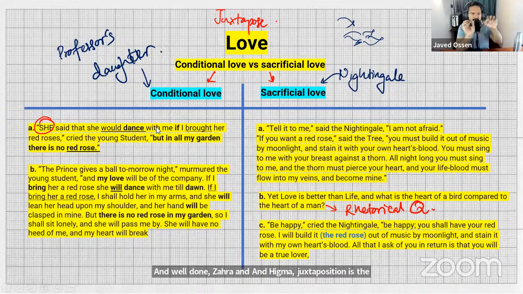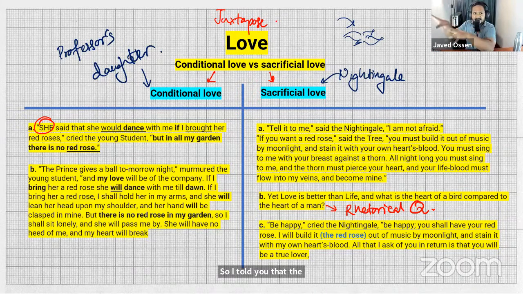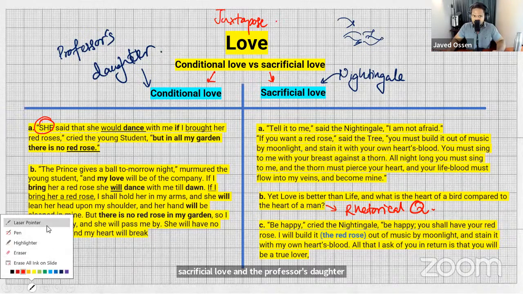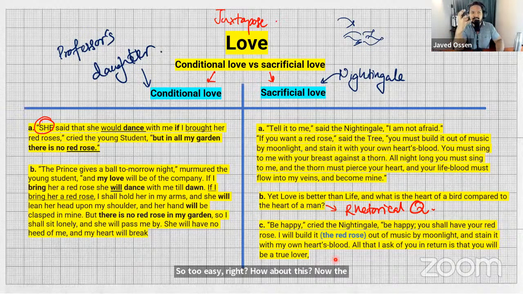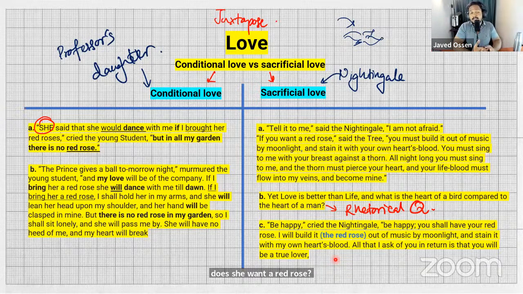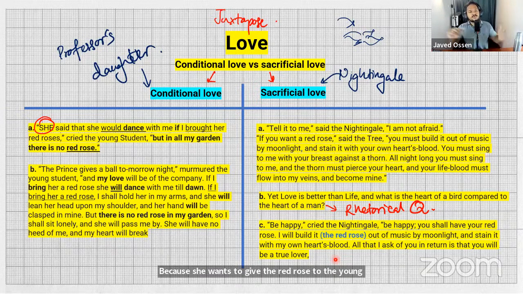So I told you that the Nightingale represents sacrificial love and the professor's daughter represents conditional love. So too easy, right? How about this? Now the Nightingale has decided to sacrifice her life. Why is the Nightingale sacrificing her life? Because she wants to get a red rose from the red rose tree. Why does she want a red rose? Because she wants to give the red rose to the young student. And why does the young student want the red rose? He wants to dance with the professor's daughter at the princess ball. Hope you understand the motive behind all of these characters.